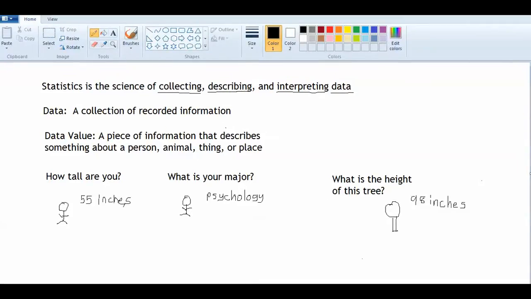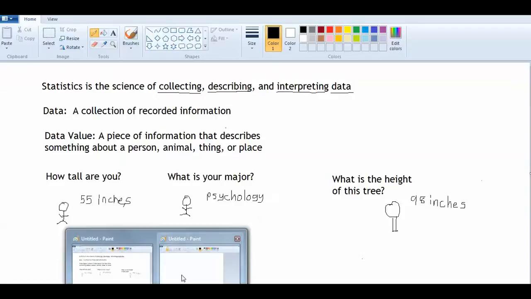In the last video, we covered some basic definitions. We talked about the definition of statistics, and we talked about the definition of data and the definition of data value. In this video, I wanted to talk about the purpose of collecting data. So what is the purpose of collecting data? The most simple answer would be that the purpose of collecting data is to learn about the world. But what are some more specific reasons for collecting data?